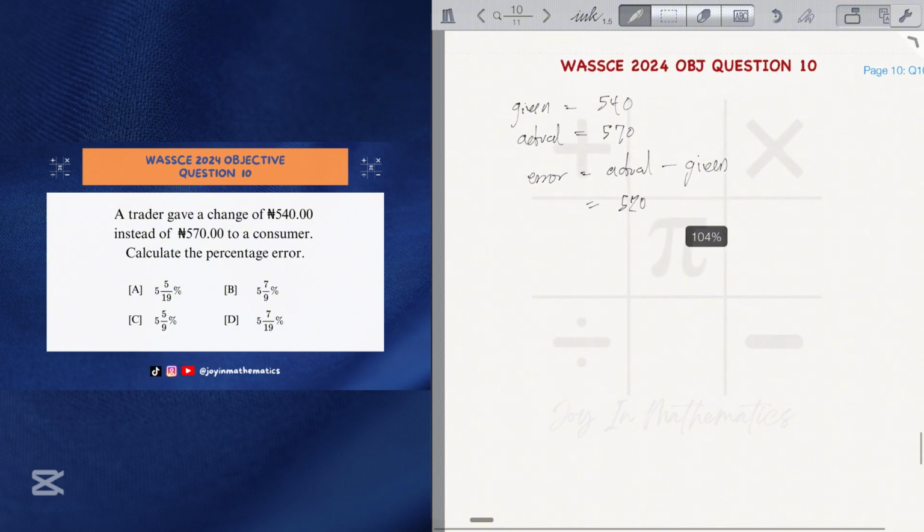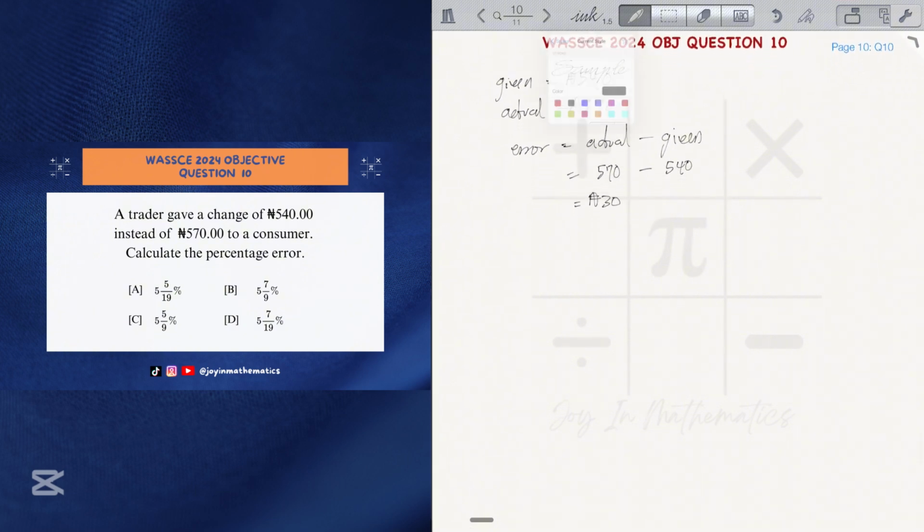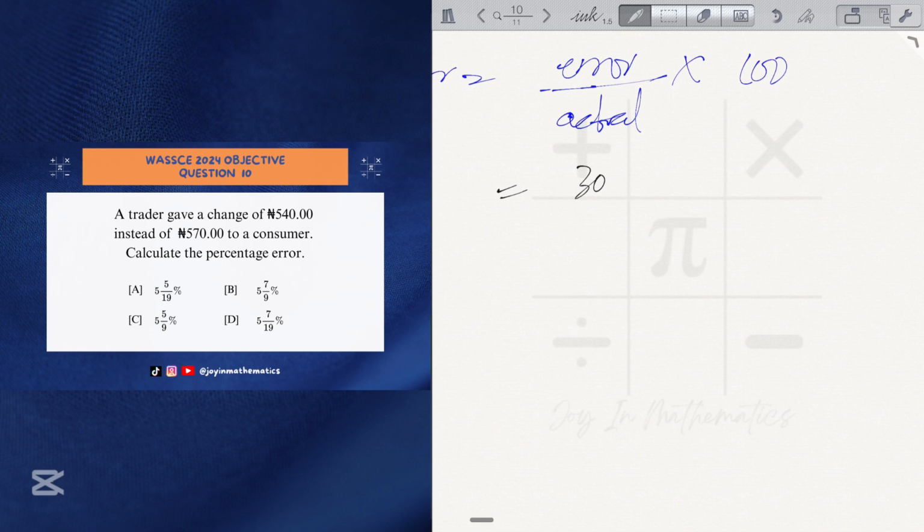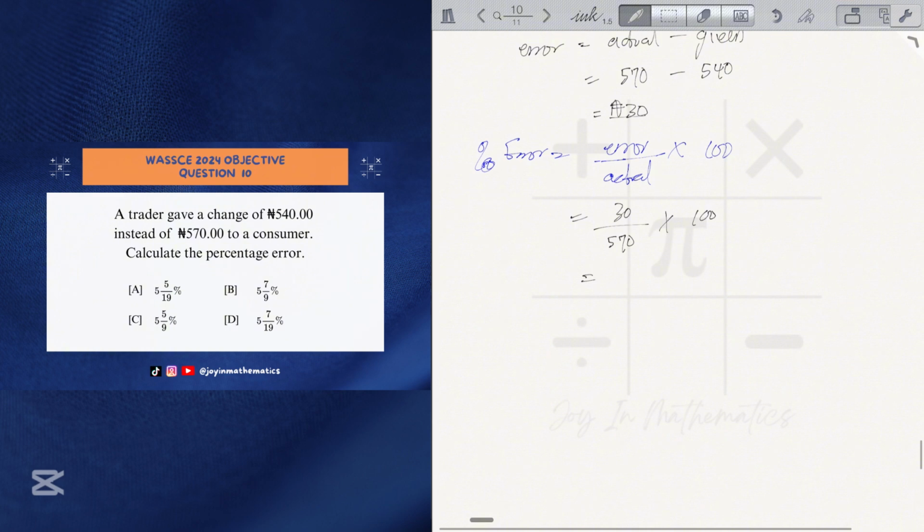Now, in the principle of evaluating error, or let's say percentage error, we understand that percentage error will be equal to the error itself divided by the original or the actual, sometimes we use original, multiplied by 100%. So now we can apply this principle here and say that the error is equal to 30, the actual is equal to 570, multiplied by 100. So simplifying further, 30 divided by 570.